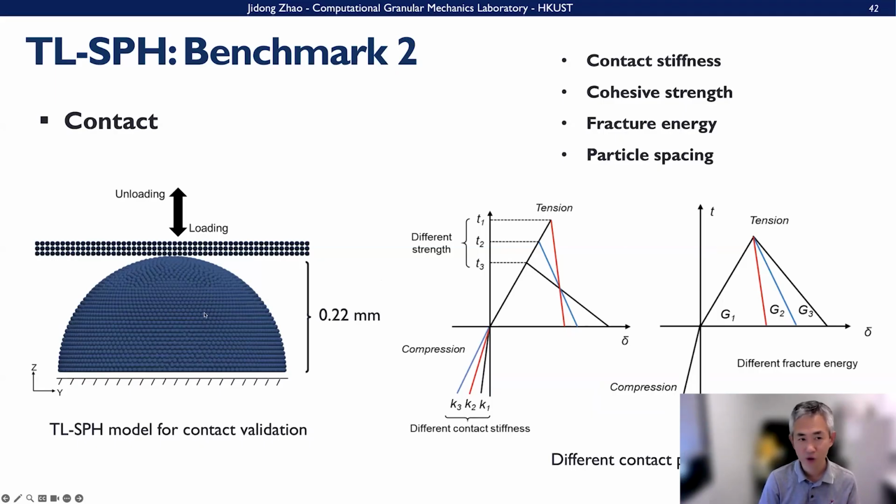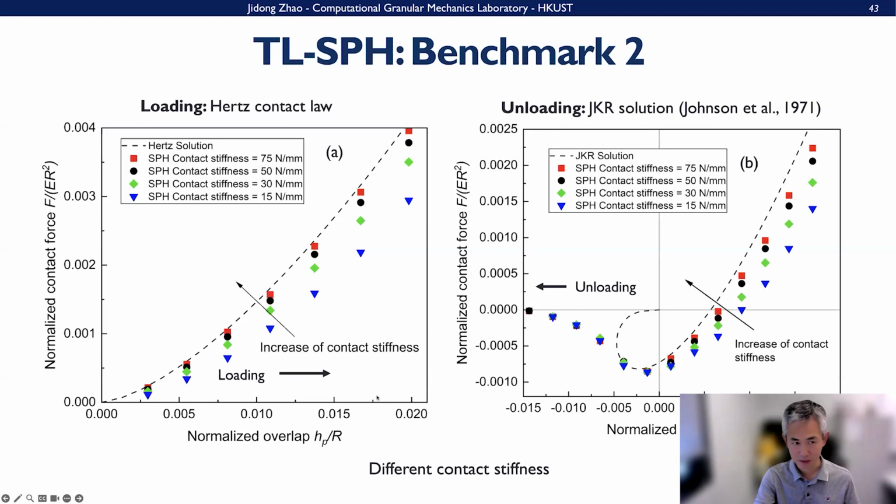Okay, and we want to examine the contact stiffness, how the cohesive strength, fracture energy, and the particle spacing affect this. Those are the results where we examine the normal contact force, how that would change with the normalized overlap. That's quite similar to... we want to compare with the Hertz solutions, right? Okay, so these are the data.